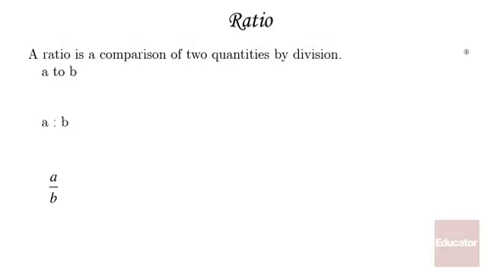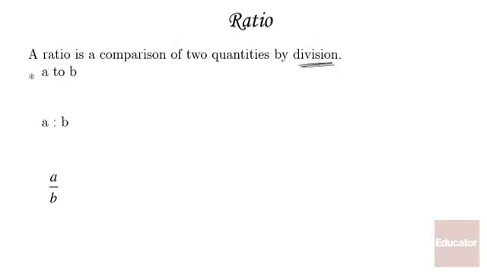So a ratio is when you compare two things. You're making a comparison between two quantities. It's also the same as division. So if you look here, there are three ways to express a ratio. There are three ways to write a ratio.